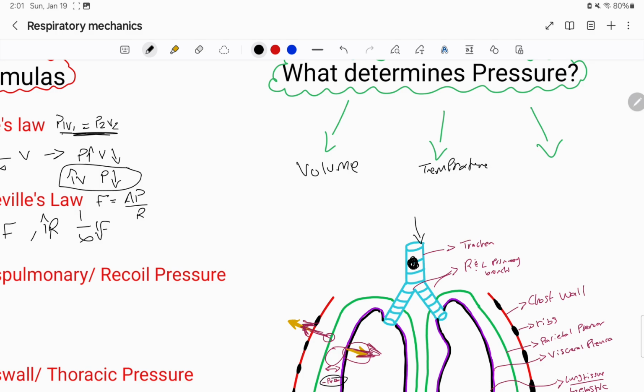Anyways, the final thing that determines pressure is the number of molecules. Generally speaking, the number of molecules plays a role here. If you have a high number of molecules, that means you've got a high pressure. If you've got a low number, you've got a lower pressure. And if any of you have taken chemistry, you might relate this to the ideal gas law with this formula, but we're not covering that today.